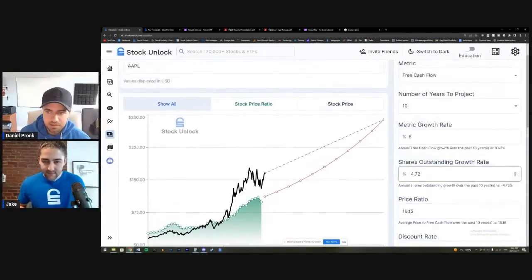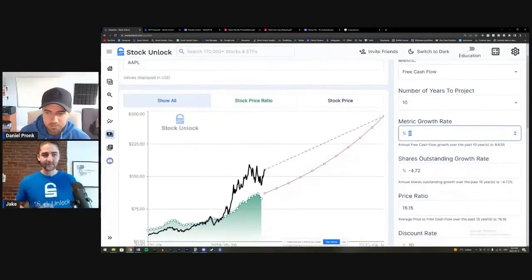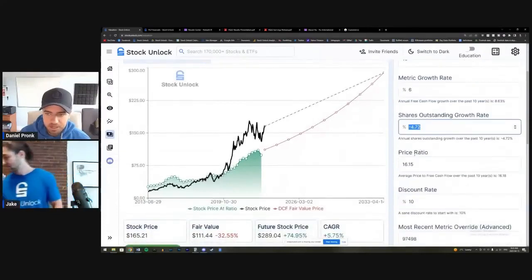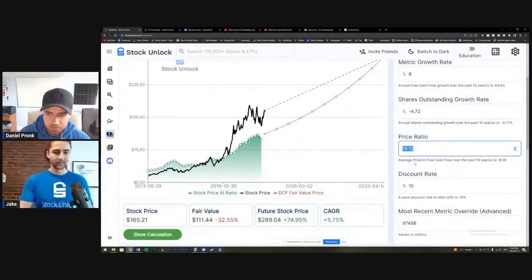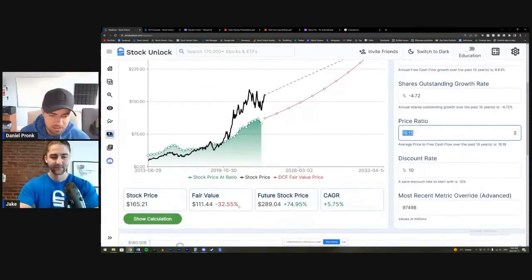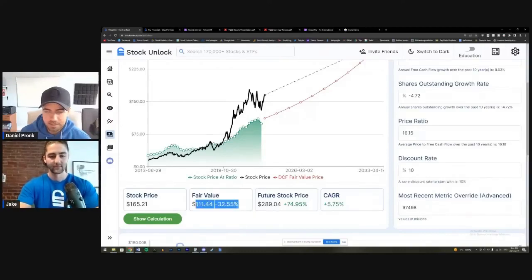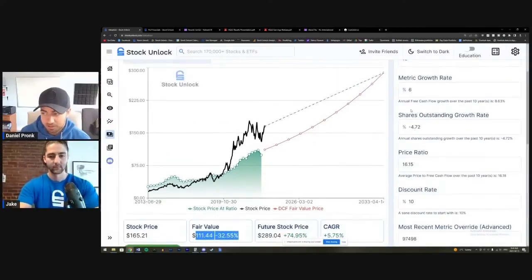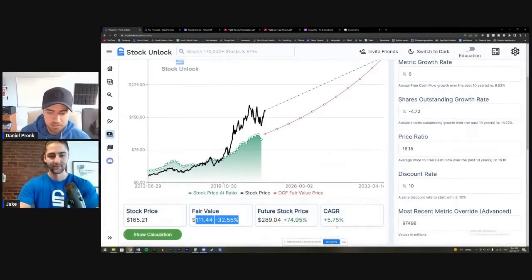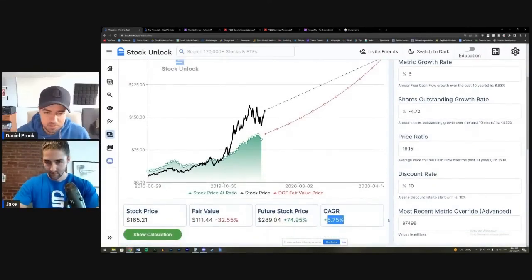So basically saying over the next 10 years, if Apple can grow free cash flow at 6%, buy back about 4.7% of their shares, and trade in line with their historical average price to free cash flow, then the stock's fair value is $111, or 32%, basically 33% if you want to round up, below where the stock is currently trading. So this stock today, based on these estimates, will not give you a 10% annual return. It will give you about a 6% annual return.